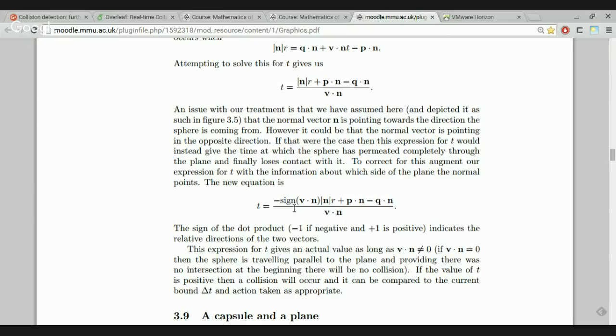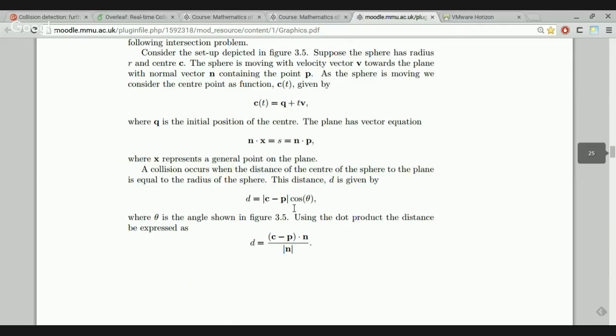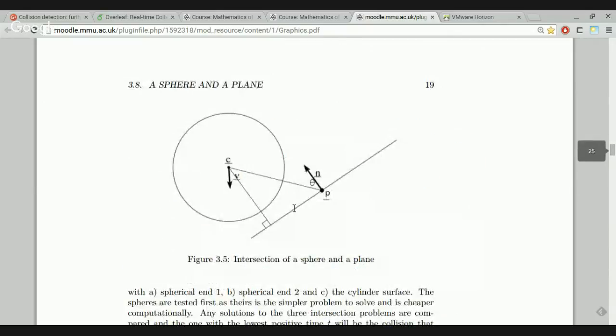So minus the sign of something just gives you a plus 1 or a minus 1. Sign is a function which returns minus 1 or plus 1. Minus 1 from a negative quantity, plus 1 from a positive quantity. So I take minus the sign. So I reverse the sign of V dot N. What sign does V dot N have in that picture?